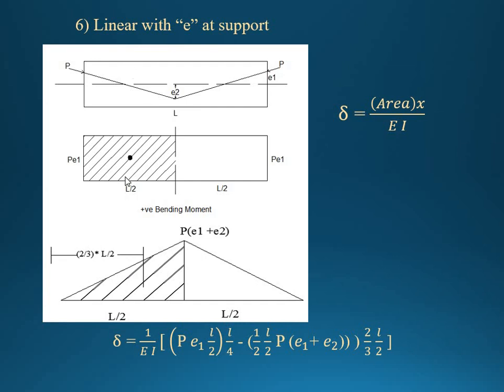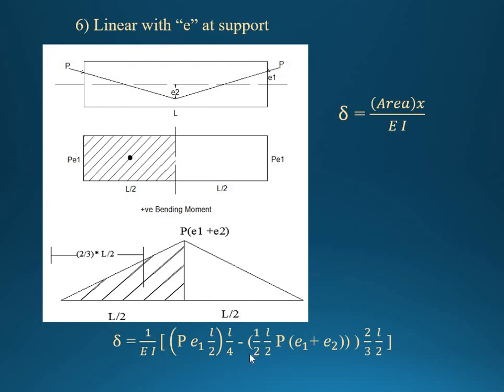As we have a rectangle as well as a triangle, let's start with the deflection equation, that is delta equal to 1 by EI. I have kept it outside, into add the area along with the centroidal distance. Area of the rectangle is PE1 into L by 2, into the centroidal distance L by 4. As the length is L by 2, L by 2 by 2 will be L by 4. Sign convention for this is positive, so I have not written anything here.